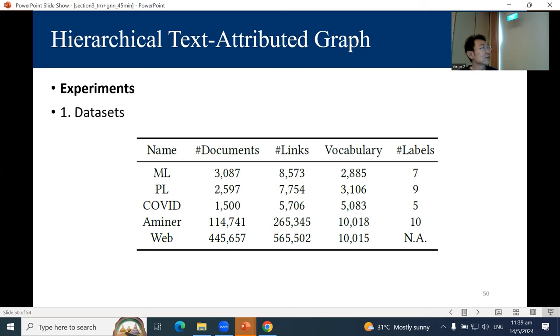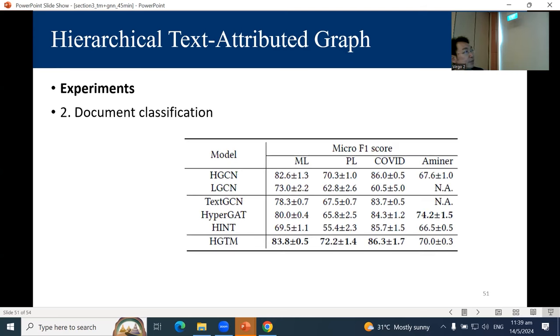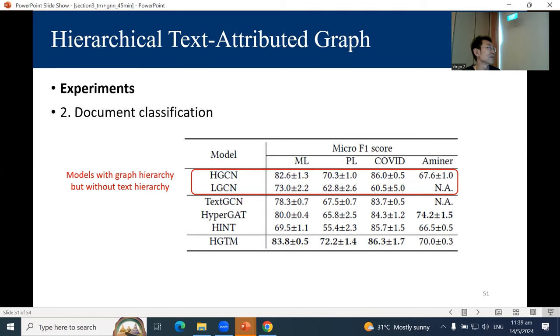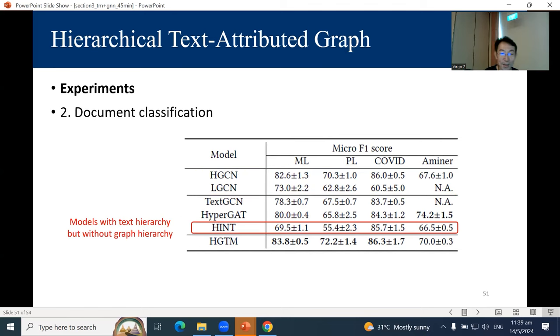So now in this case, we tested against some topic models. They are mostly, again, document structures, but they can model the graph as well. We are comparing those models with graph hierarchy but without text, so kind of like ablation-type thinking. Some have text hierarchy, but they don't model the graph hierarchy. And then the HGTM is the model that we propose that has both of them, right? And that's showing a better performance overall.